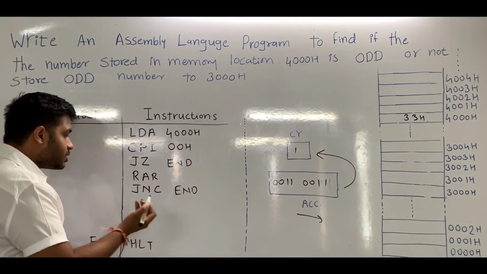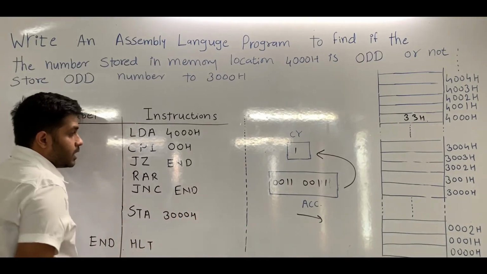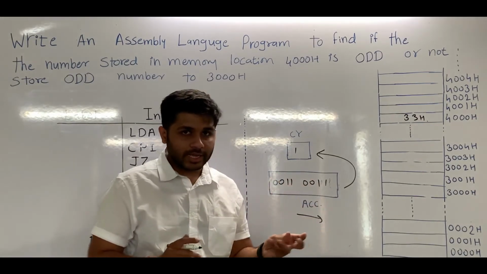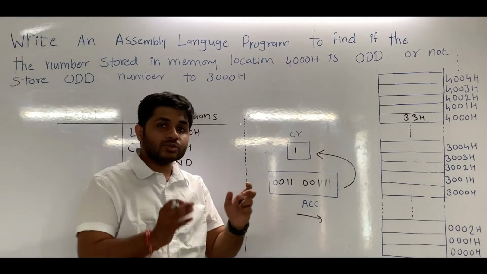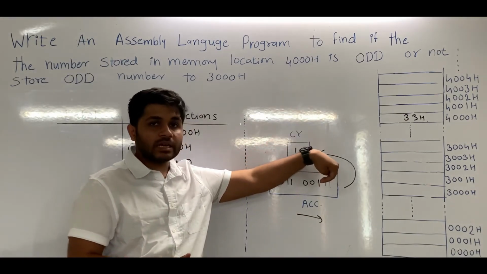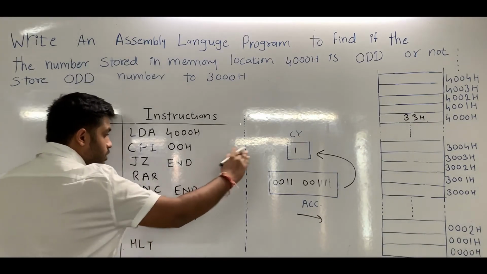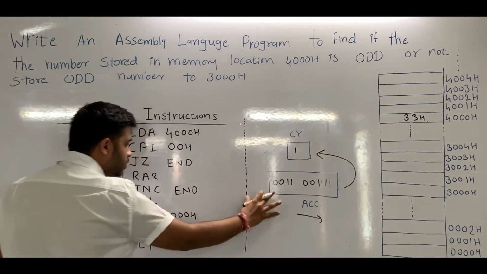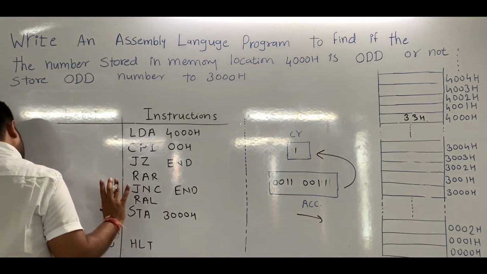Now can we write the instruction STA 3000H directly? So answer is no, we cannot write directly STA 3000H, because we have shifted the number, and when we shifted the number to check if it's odd or not, the whole number is changed. So first of all, we have to shift back the number to the original number. So to shift back, we will use the instruction RAL. So when we use the RAL, the number will be in the original form, then we will store the number and the halt will be done.